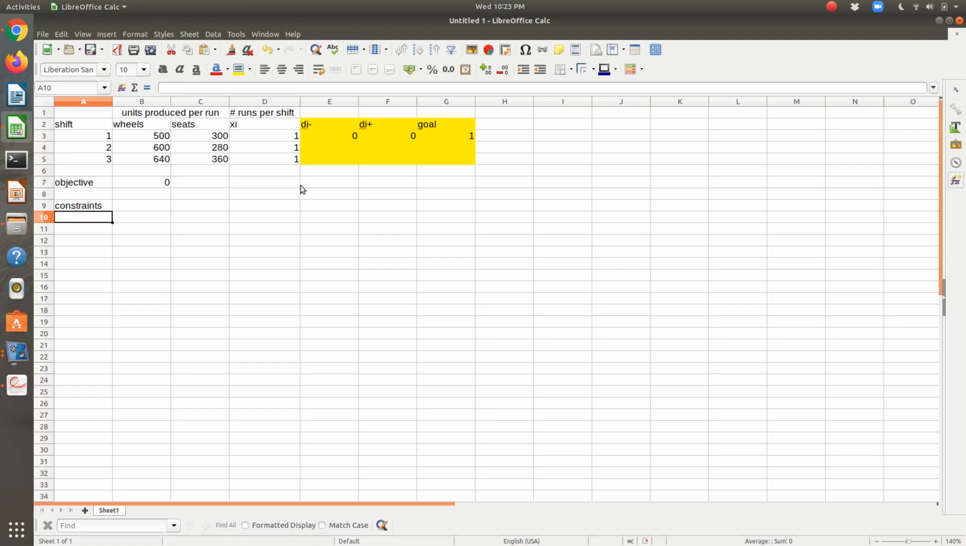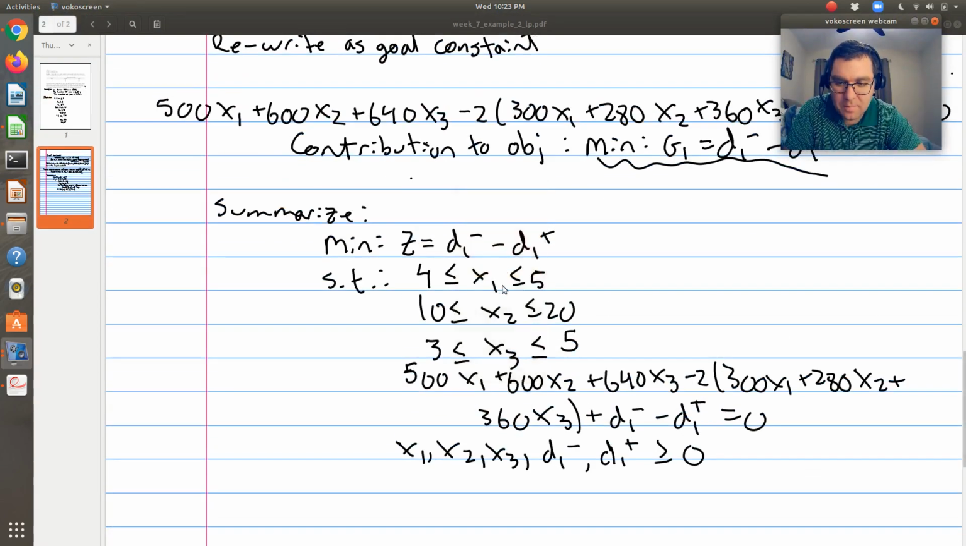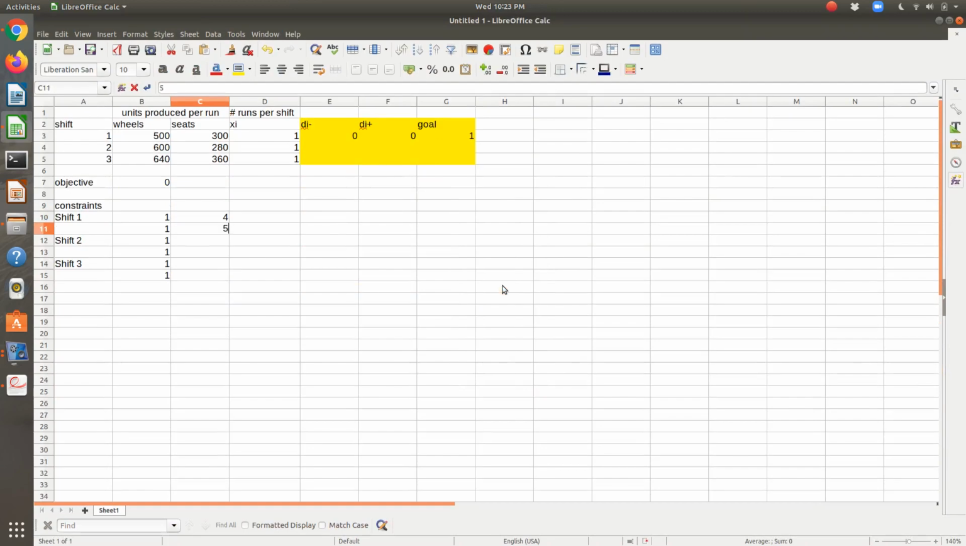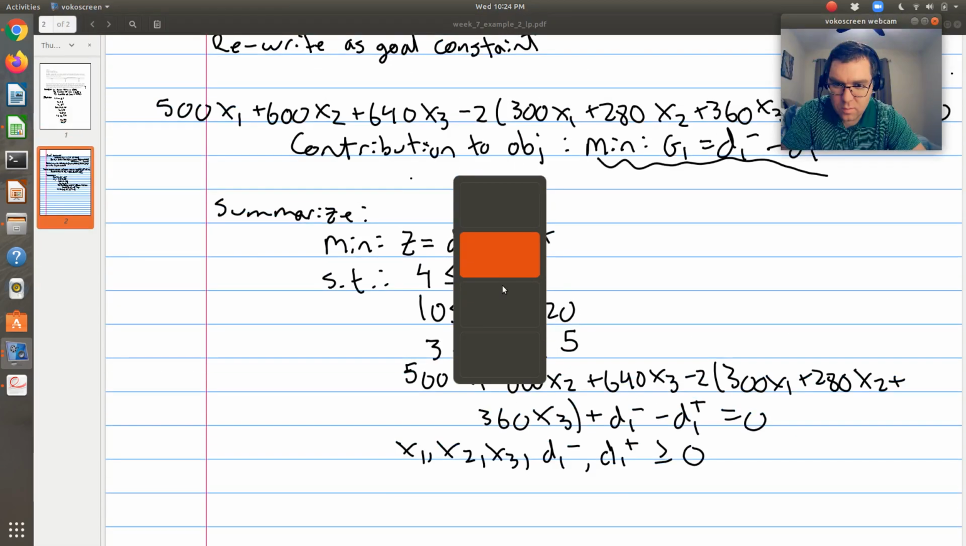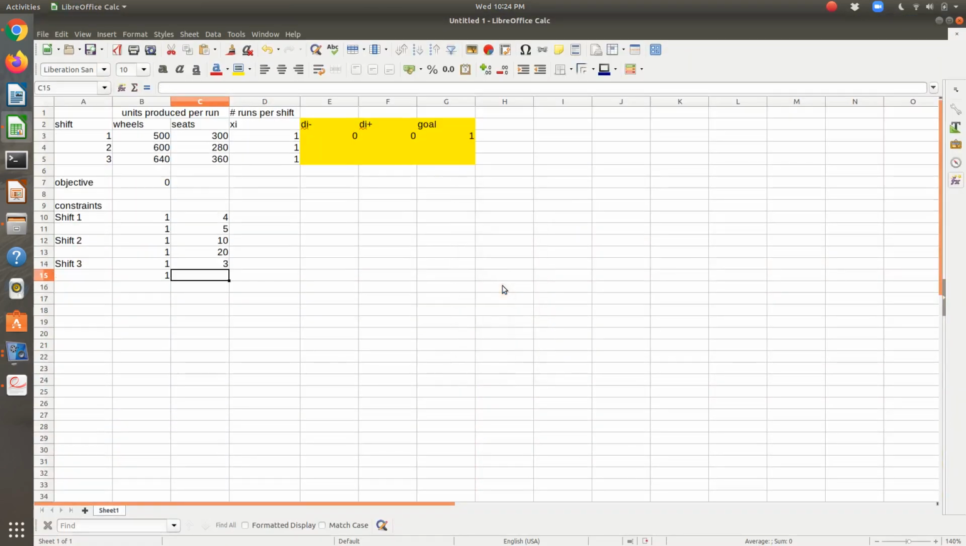We'll have our capacity constraints. I'll just write shift 1, and there are going to be 2 more, shift 2 and shift 3. My constraint is just related to the number of runs in shift 1. Let me just copy that twice: the runs in shift 2 and the runs in shift 3. My restriction is that it's going to be between 4 and 5 for shift 1, 10 and 20 for shift 2, and 3 and 5 for shift 3.